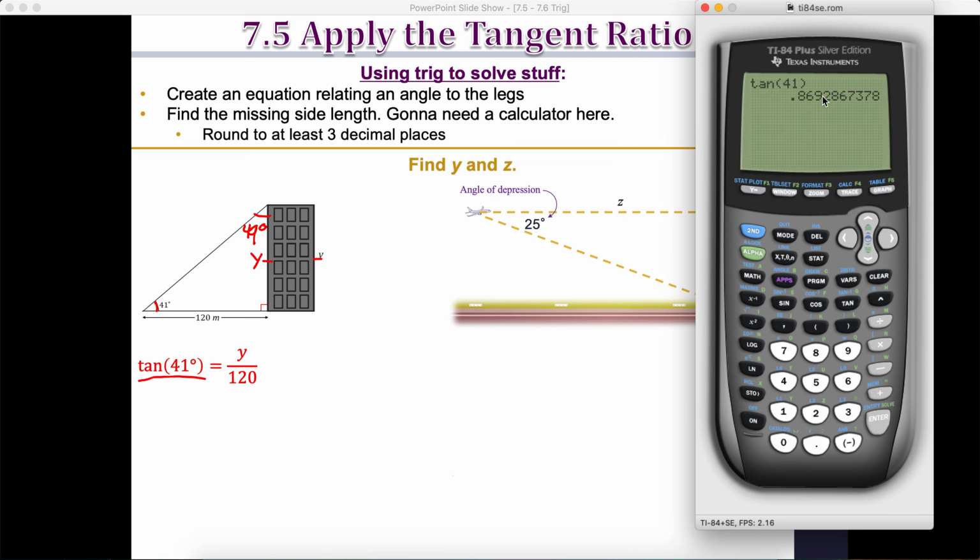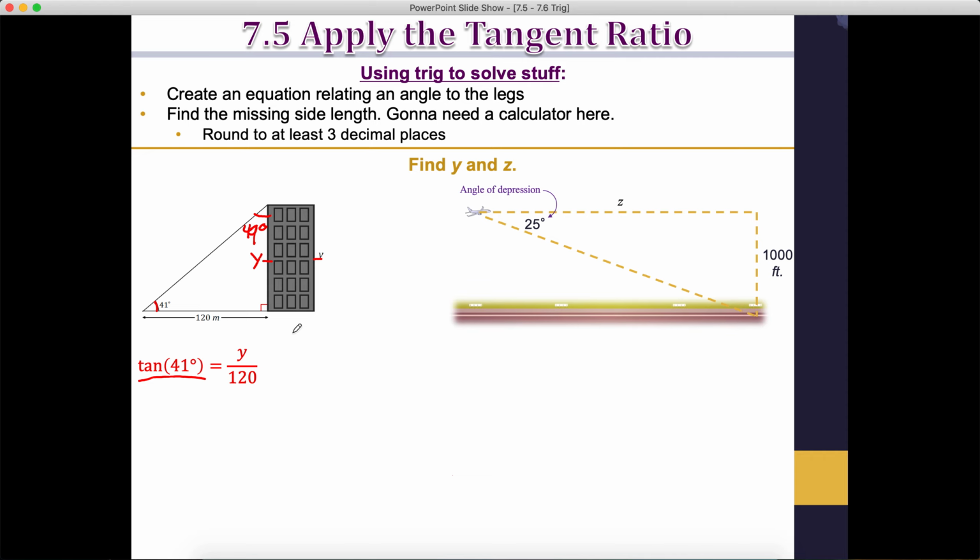So let's not worry about this value for now. Let's actually finish the problem here. If I want to solve for y, what do I do? I know you know what to do. You multiply each side by 120, right?